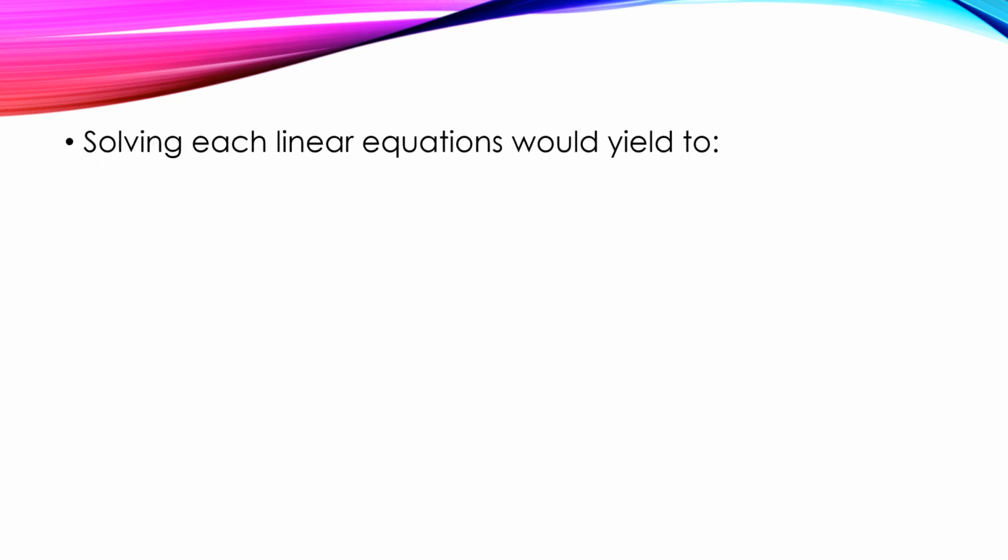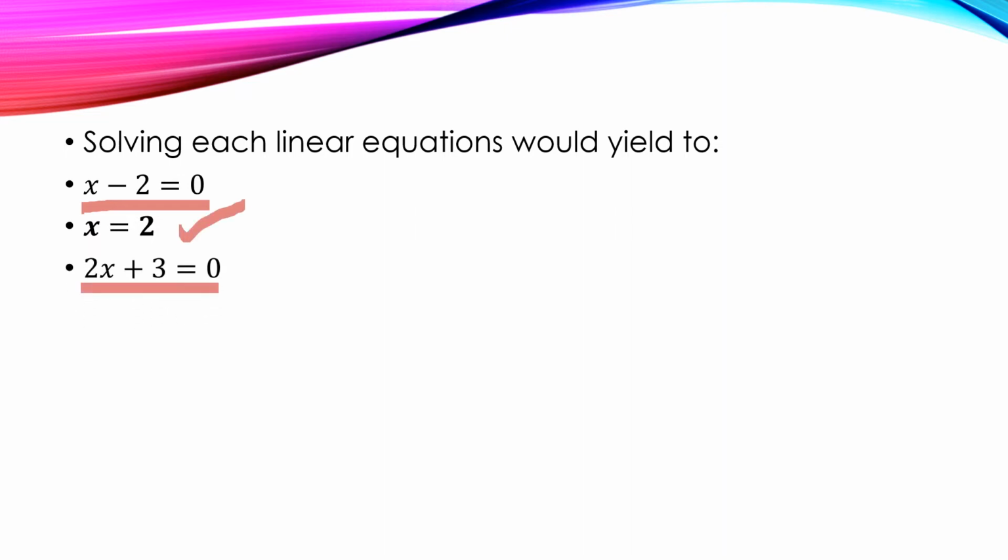Solving each linear equation would yield 2. So yung ating first factor is x minus 2, so equate lang natin siya sa 0, and then solve for x, so the value for x is 2. And then for our second factor, you have 2x plus 3 is equal to 0. And then equate lang natin ito, and then solve for x.